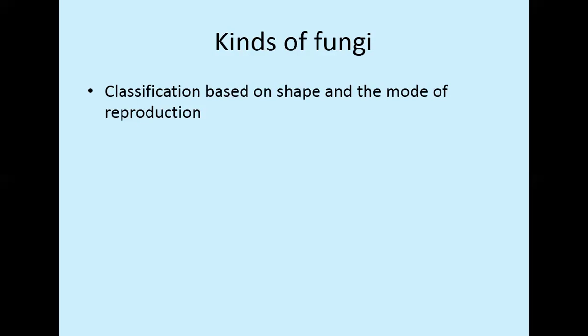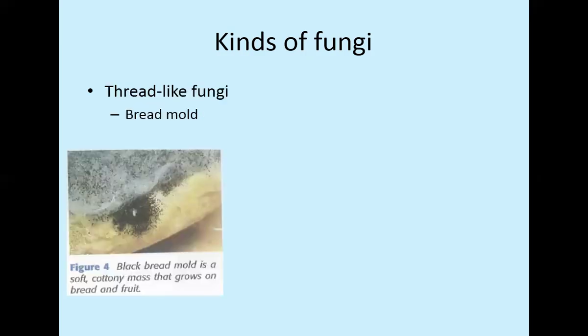Fungi are classified based upon their shape as well as their mechanism of reproduction. One of the mechanisms is that they reproduce by producing spores. One type of fungi is called thread-like fungi. One common example is the bread mold. Bread mold is the common fungus which you can find growing on most food materials.